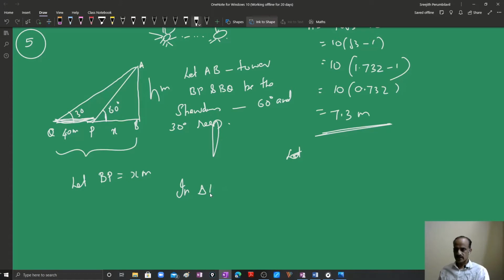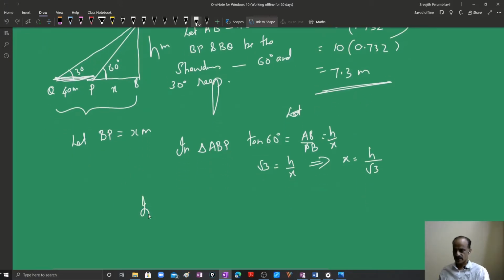Triangle ABP: tan 60 degrees is equal to the opposite side AB by BP, that is H by X. Root 3 is equal to H by X. We don't need this X, we need H. So we eliminate X. X is equal to H by root 3.